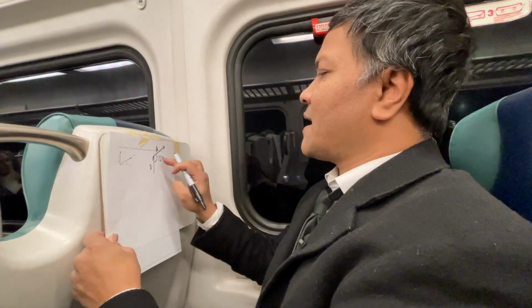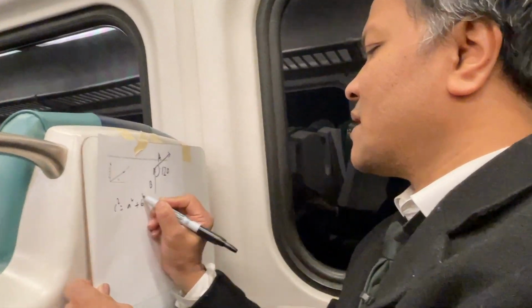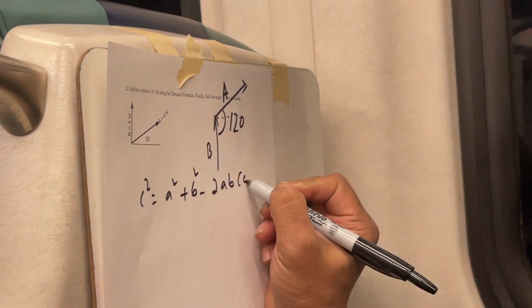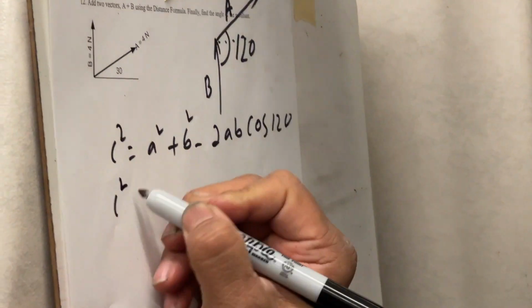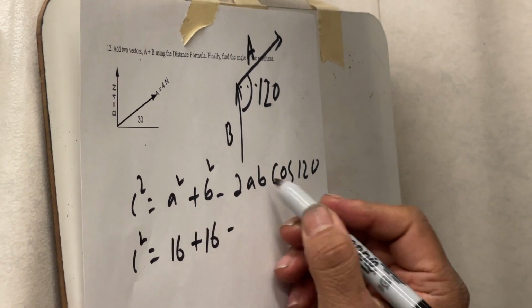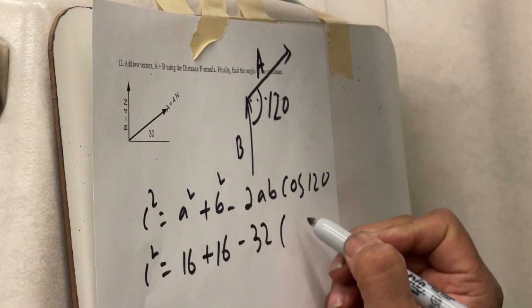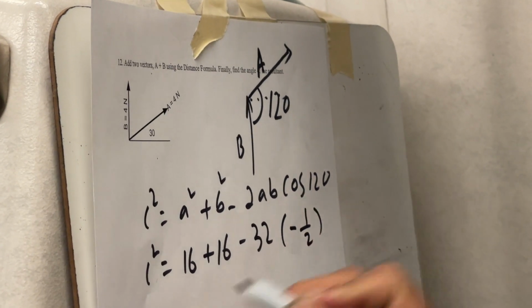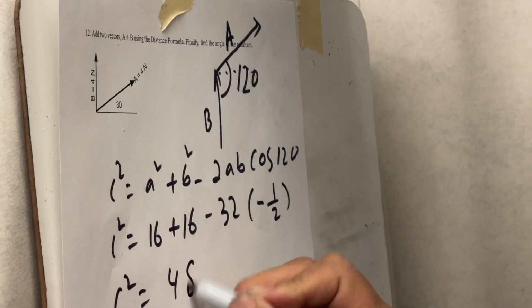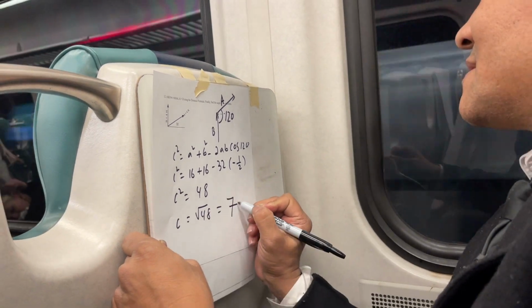All right, so the angle is between a and b, so c squared is equal to a squared plus b squared minus 2ab cosine 120. So c squared is 4 squared, which is 16, plus 4 squared, which is 16, minus 4 times 4, which is 16, times 2 is 32, and cosine 120 is negative half. So you have 48. So c is the square root of 48, or about 7.